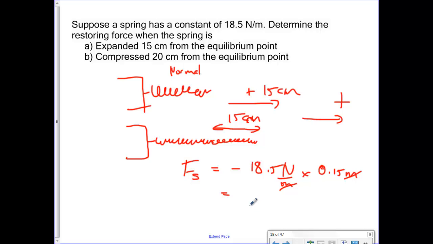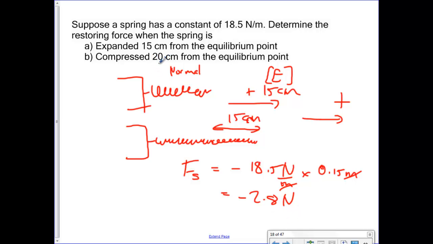What was that? So, well, negative, yeah. Okay, so with sig digs, 2.77 would be negative 2.8. So if we were to give this a direction, for example, if you were to pull this thing east, then this force right here is actually going back west. Does that make sense?